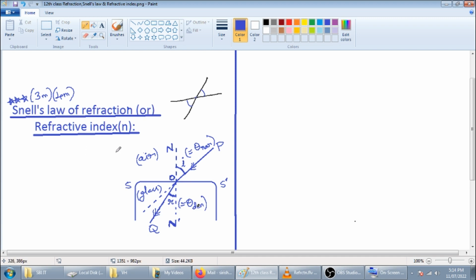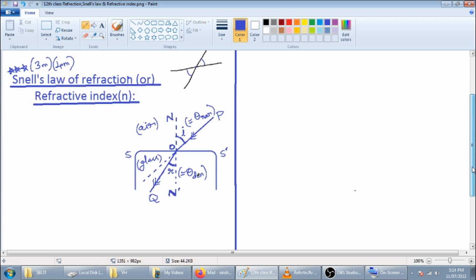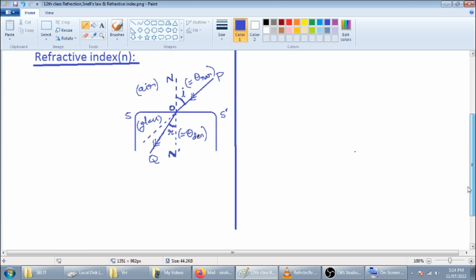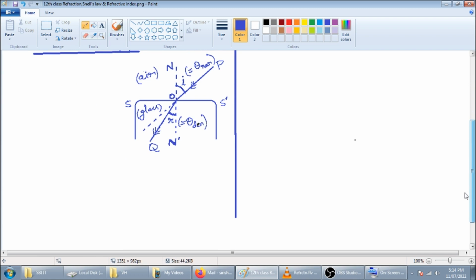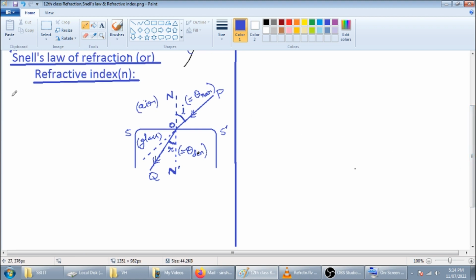Now what does Snell's law of refraction state? The statement is like this. I'm just moving it a little upwards, so that below the side heading the statement will be coming. Here the statement comes.